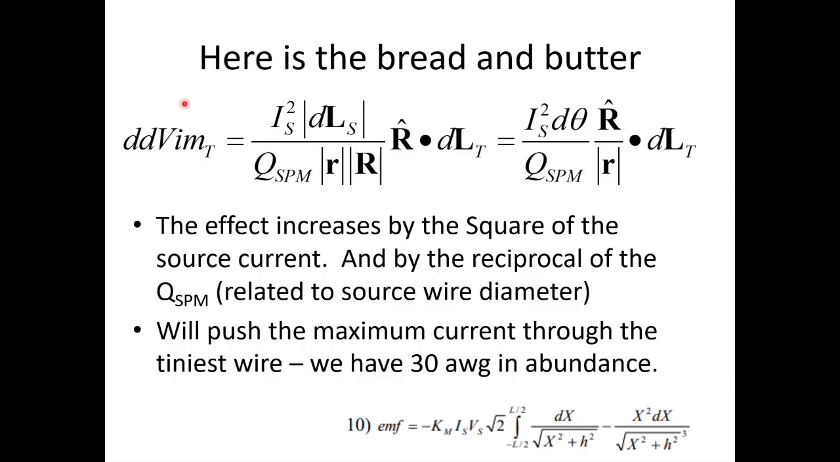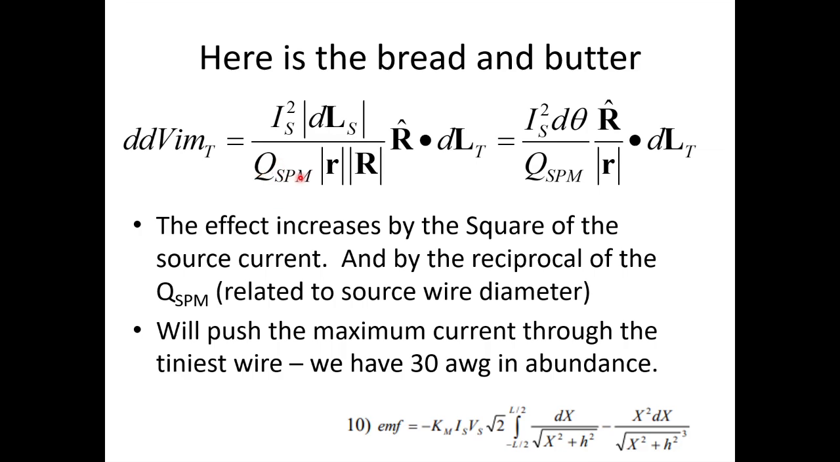So this is the bread and butter of why we need to do qualitative analysis. A lot of people say, oh, just keep running the simulation until you get the answer you're looking for. Yeah, you can do that. But when you actually derive the equation, it tells you a lot of information. I don't have to run the simulation to know that the current through the source wire, the effect goes up by the square. So obviously we want to maximize the source current as much as possible. And the effect goes down by this, which would be related to the size of the wire. So in order to make the effect go up, we need the smallest wire possible.